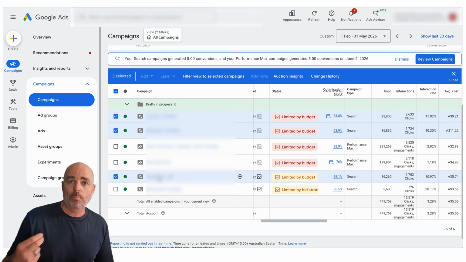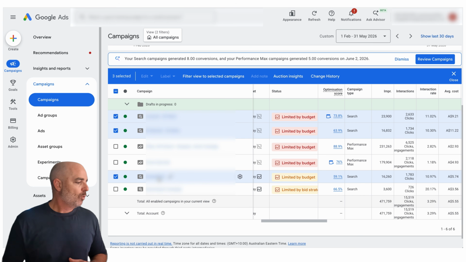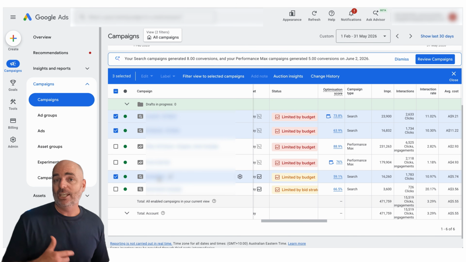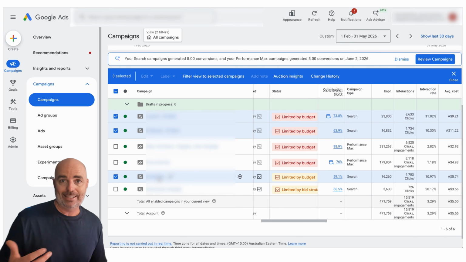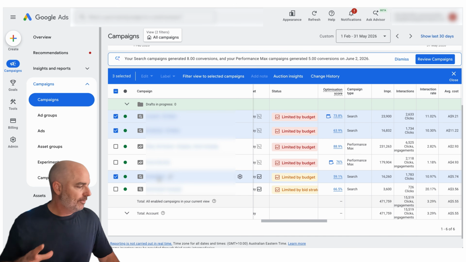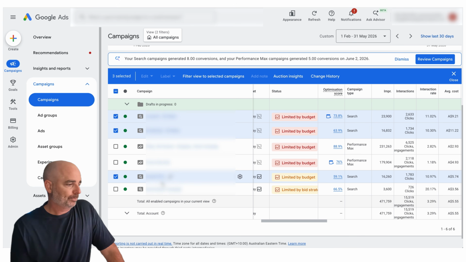those search campaigns are more targeting the business-to-business part of the business, whereas the Performance Max campaign is doing a really, really good job in their B2C market. So that's why we've created the campaign structure that way. And then let me show you one other example. And this is again a lead generation business.